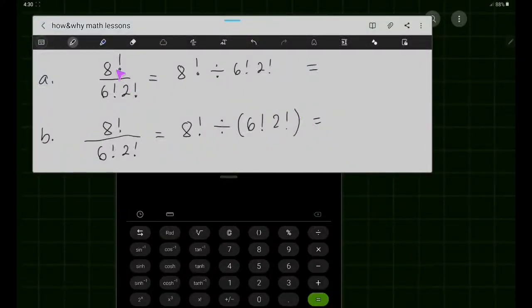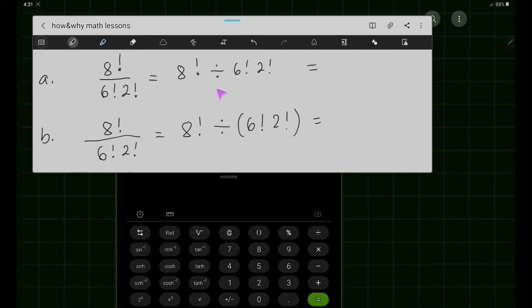Ngayon, mayroon tayong dalawang solusyon dito sa isang problem. Pareho lang ito: 8 factorial divided by 6 factorial times 2 factorial. Itong letter B, 8 factorial divided by 6 factorial times 2 factorial.